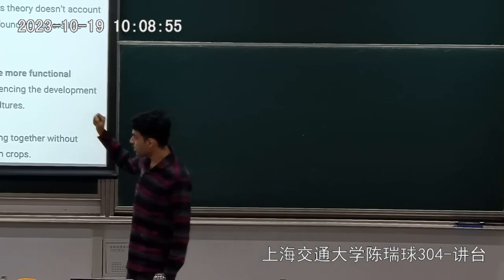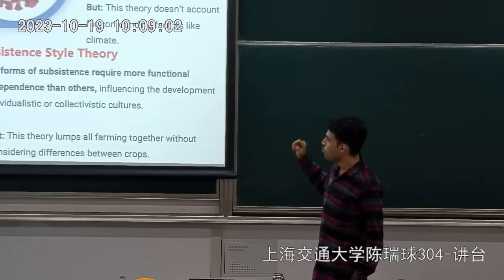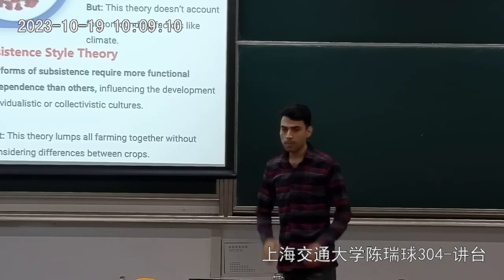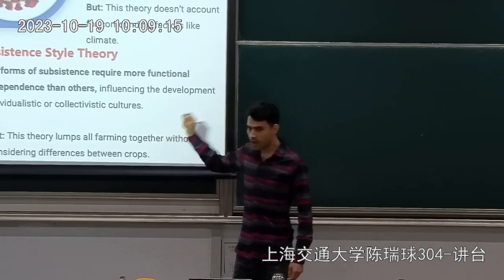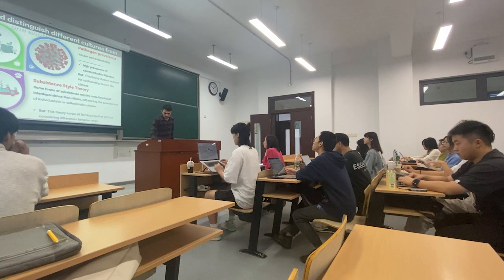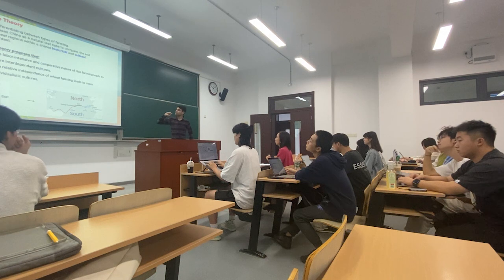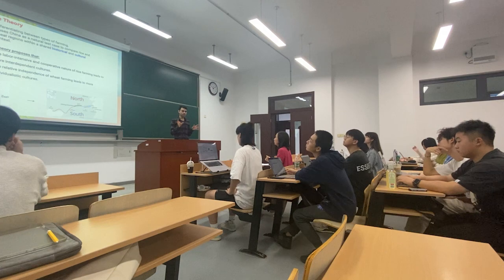At the same time, there's another theory, which is subsistence style theory. This theory suggests that some forms of subsistence require more functional interdependence than others, which influences the development of individualistic and collectivistic cultures. But there's a lack in this theory as well. What is that? It lumps all farming together. It did not distinguish the types of farming. This is why this study used the rice theory, to differentiate between the types of farming. We said rice and wheat, different types of farming.